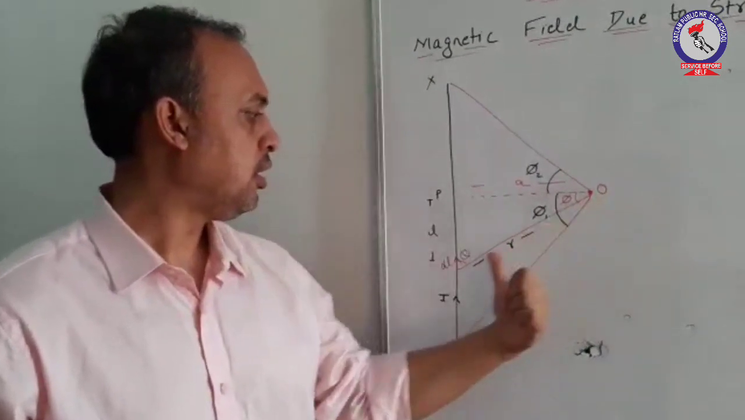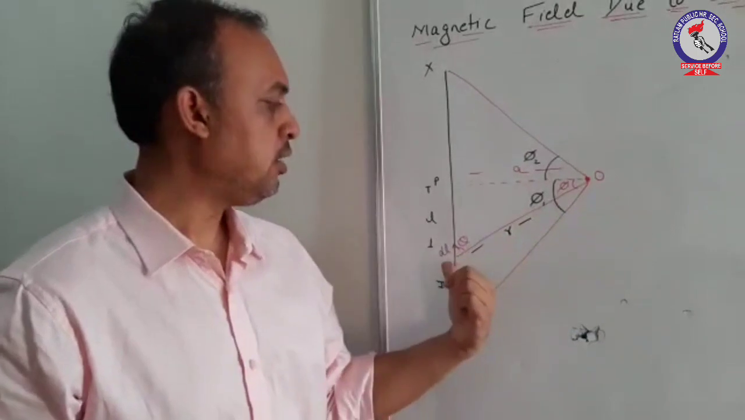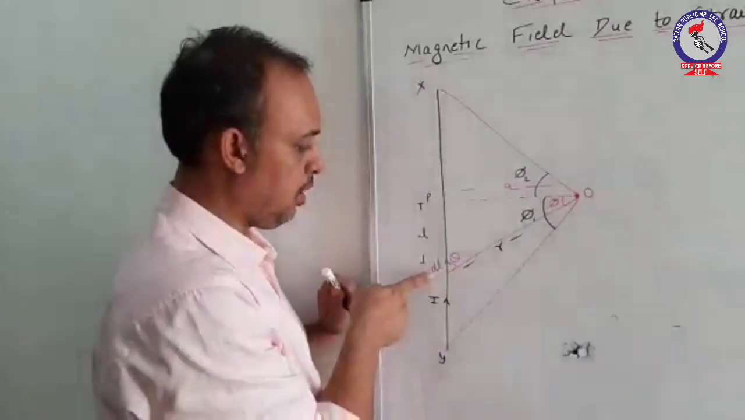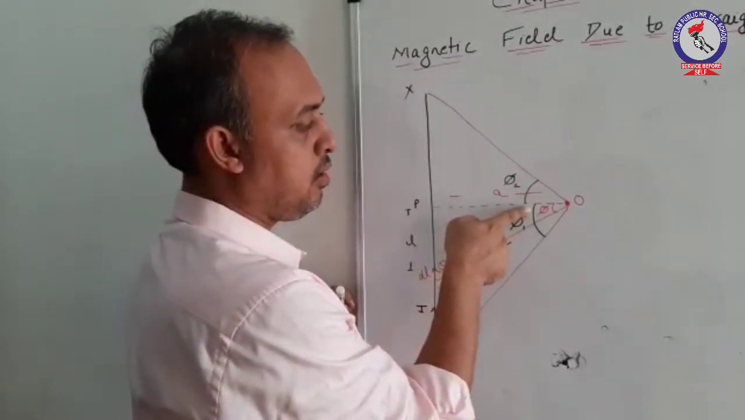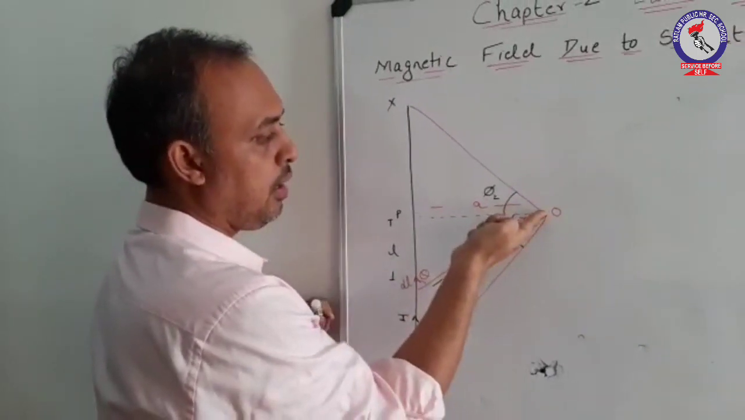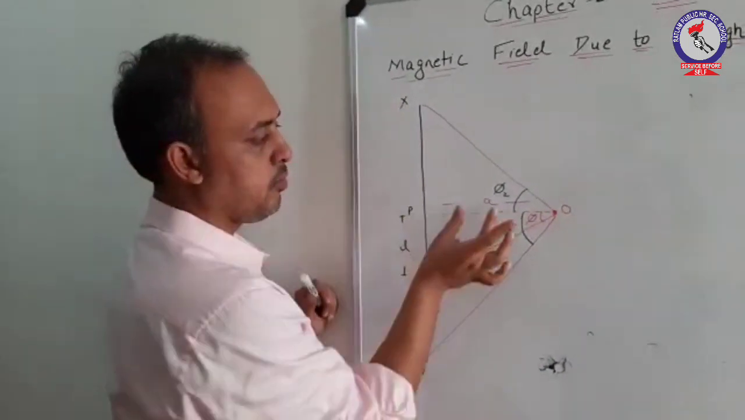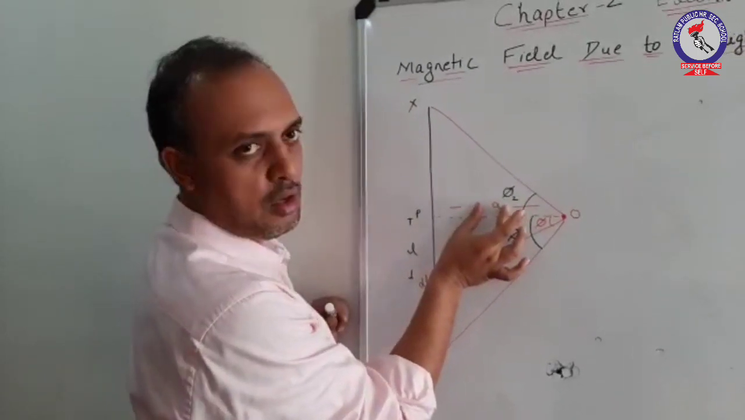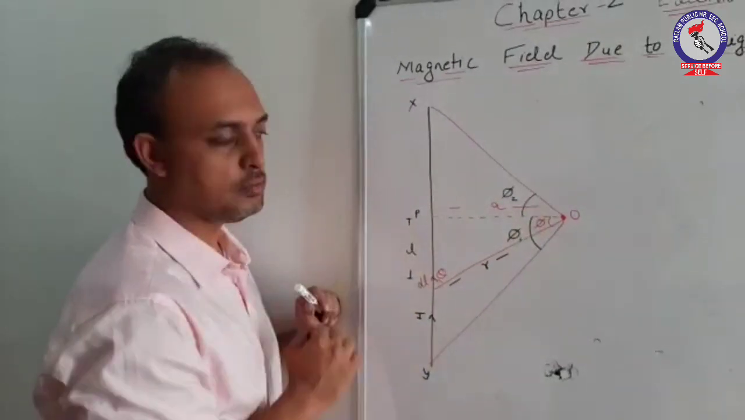Point O is at a distance r, that is, the distance between the point O and the element dl is r. Angle theta is made by the element dl with r. Here phi is the angle which is made with a line drawn perpendicularly onto the straight conductor. Therefore, if you observe, this distance a represents the perpendicular distance of the point and the conductor.